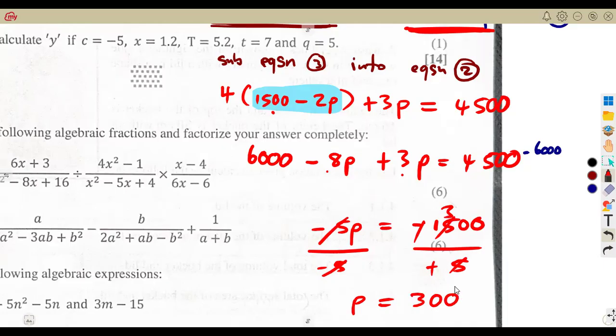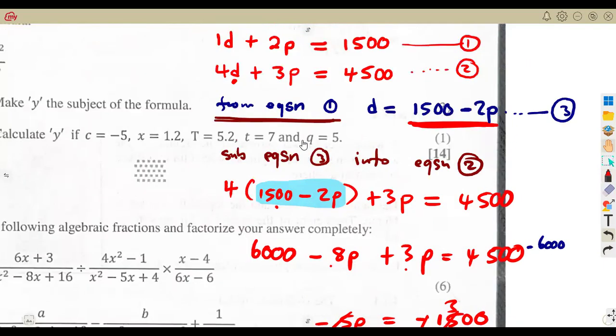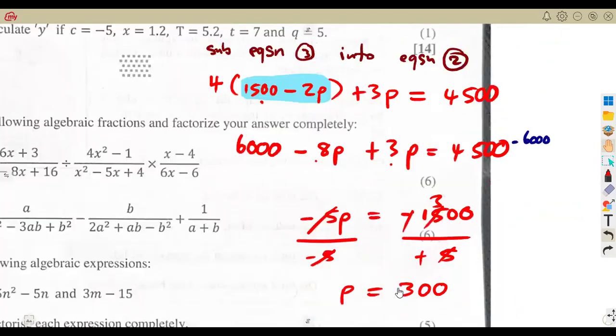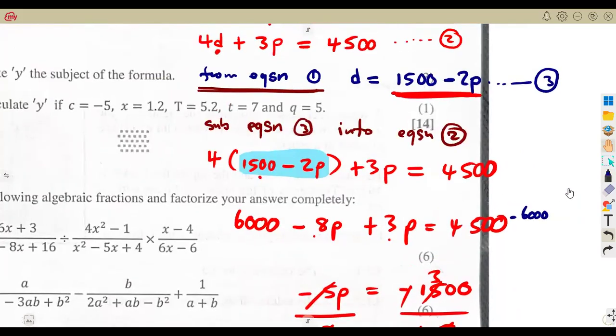So if you consider, you'll see that one pair of shoes is going to cost 300 rand, because we are talking about the cost. P, remember, is representing a pair of shoes. So a pair of shoes is 300 rand. This is what you're going to have. Then we move on to the other part to find D.